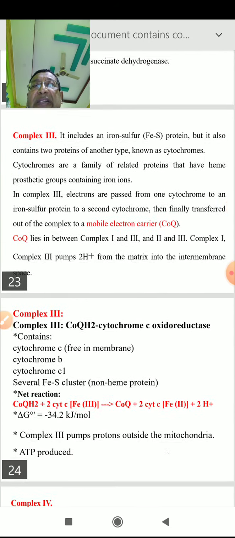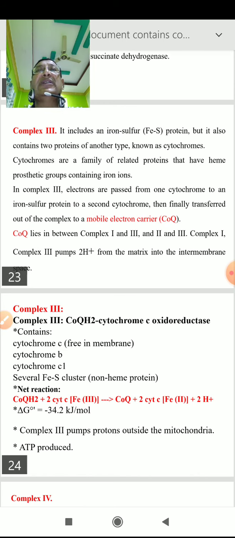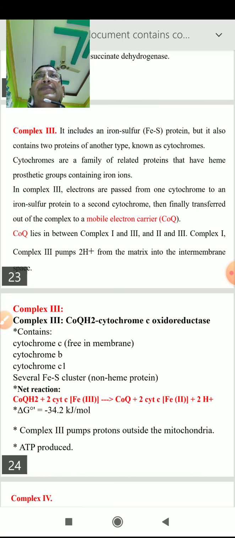In my next slide, I will discuss complex 3. Now complex 3: the positions of complexes 1 and 2 come first, then coenzyme Q. After coenzyme Q, the next complex is complex 3. Complex 3 includes a non-heme iron sulfur protein, but it also contains two proteins of another type known as cytochromes. Cytochromes are a family of related proteins that have a heme prosthetic group containing iron.